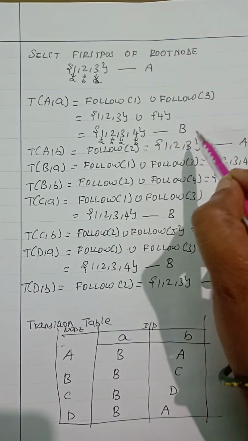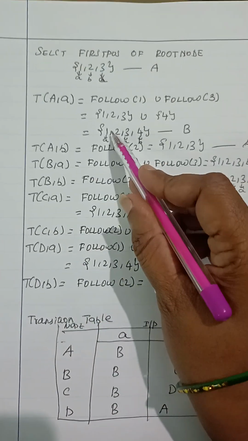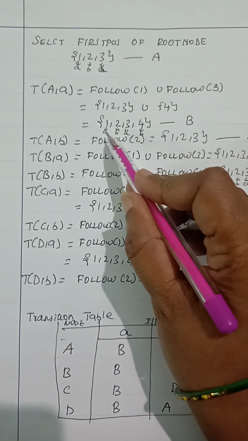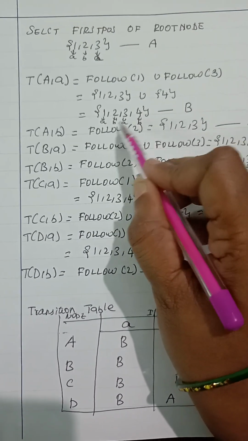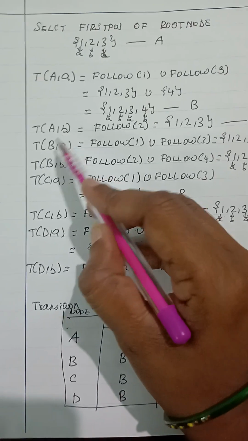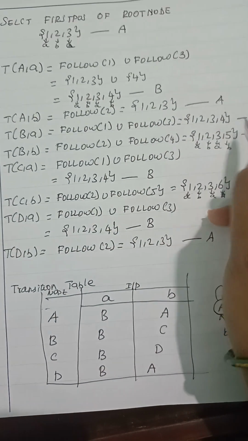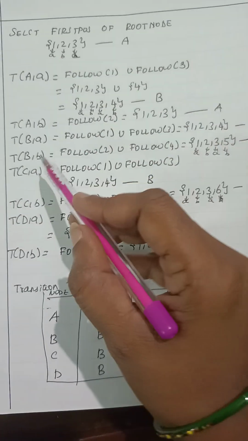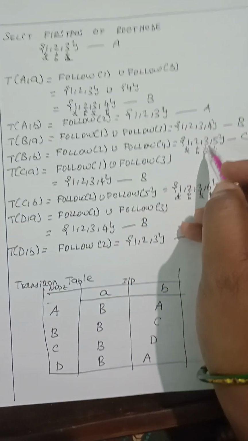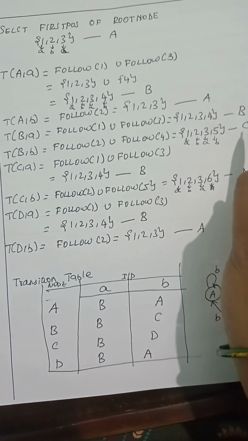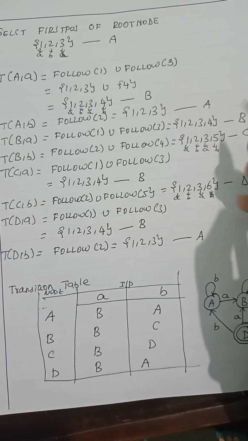Now we have to find the transition of B comma A and transition of B comma B. In 1 2 3 4, if we mark A and B, 1 and 3 have A, and 2 and 4 have B. So transition of B comma A is follow of 1 union follow of 3, that gives you 1 2 3 4, that is B. And B comma B is follow of 2 union follow of 4, that gives you 1 2 3 4, that is another node C. You apply the same rule for C also.